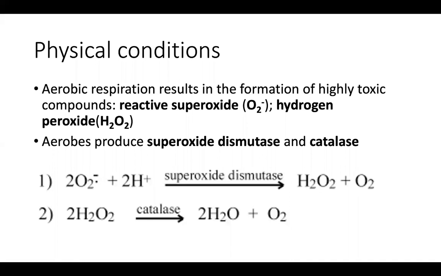So this is from biochemistry. The physical conditions: aerobic respiration results in the formation of highly toxic compounds. So remember reactive superoxide and also hydrogen peroxide. So bacteria that are able to survive in presence of oxygen, these are the aerobes, produce two very important enzymes, superoxide dismutase and catalase, and they catalyze these reactions that are shown down there. So superoxide dismutase to hydrogen peroxide, and then hydrogen peroxide to water and oxygen. So anaerobes, which are bacteria that cannot survive in the presence of oxygen, do not have these, and so they require complete absence of oxygen for you to be able to successfully isolate them in the lab.